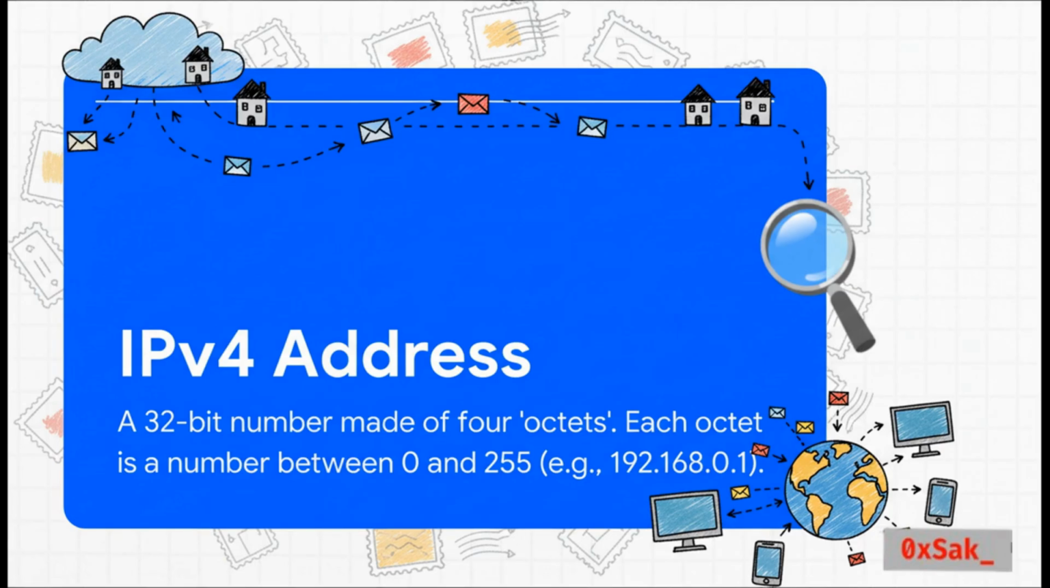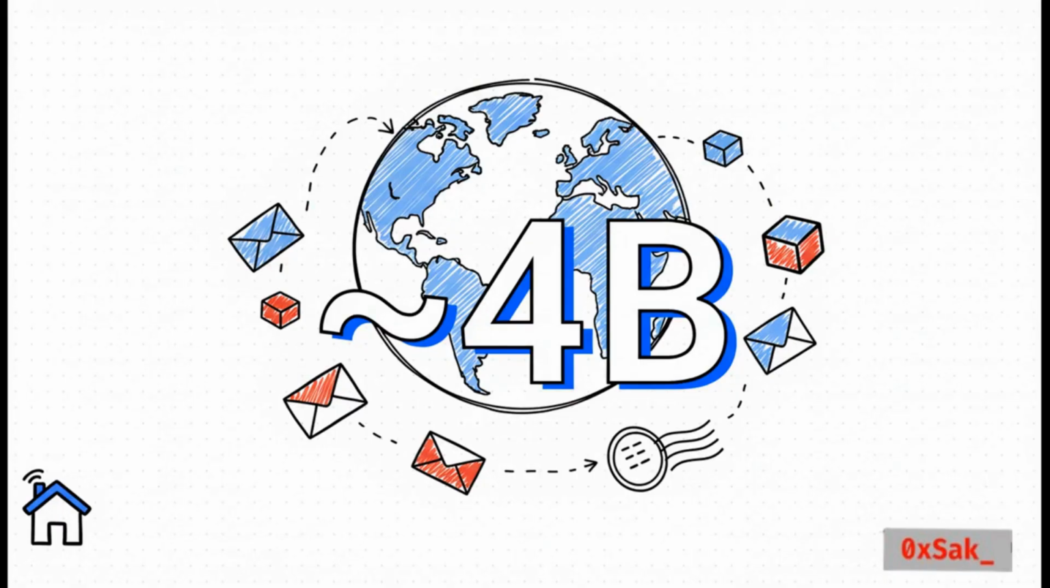That's the whole recipe. So if you've got a 32-bit number, how many unique addresses can you make? Well, the math is 2 to the power of 32, which gives us about 4 billion unique addresses. Now, back when the internet was first designed, that seemed like an impossibly huge number. But as we're about to see, it's caused a few problems.